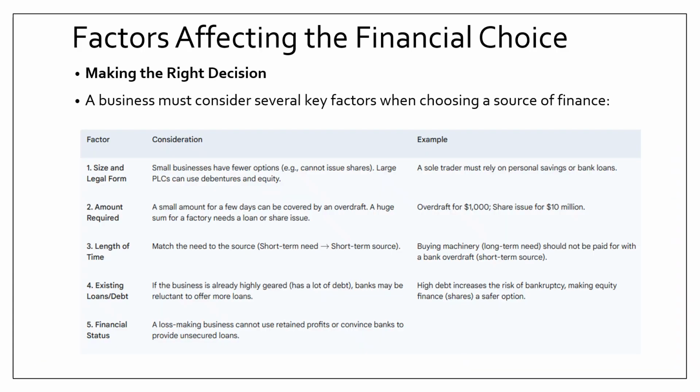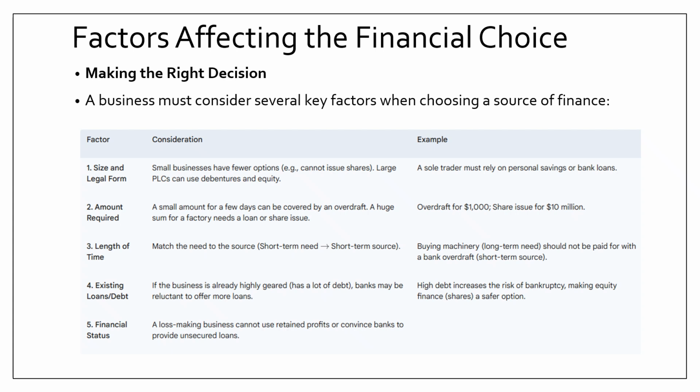Factors affecting the financial choice. A business must consider several key factors when choosing a source of finance. Number one, size and legal form. Small businesses have fewer options, they cannot issue shares, and large public limited companies can use debentures and equity. For example, a sole trader must rely on personal savings or bank loans.